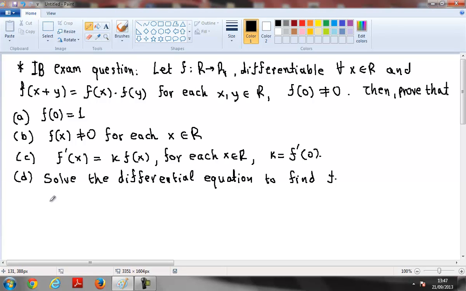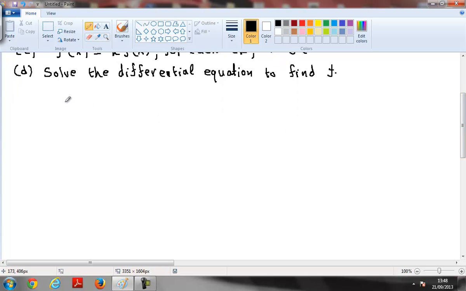Hello, we can continue with the next IB exam question. As you see here, we have a function f, a real function that's differentiable for each value of x, and f of x plus y equals f of x times f of y. And f of 0 is different than 0, then I have to prove that f of 0 equals 1 and some other sub-questions. So I'm starting with the first part, and I'm going to prove that f of 0 is 1.